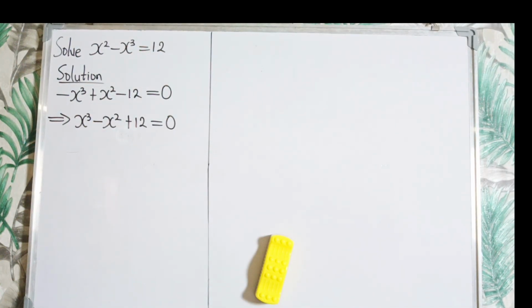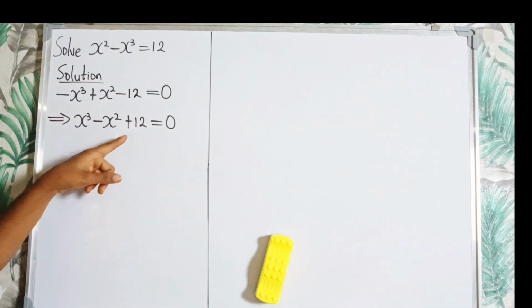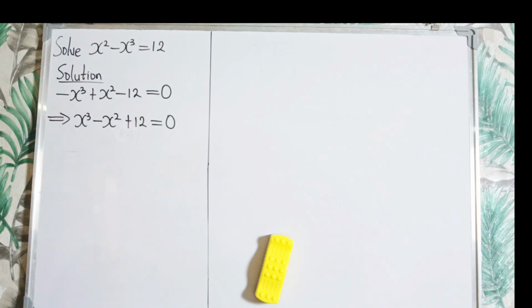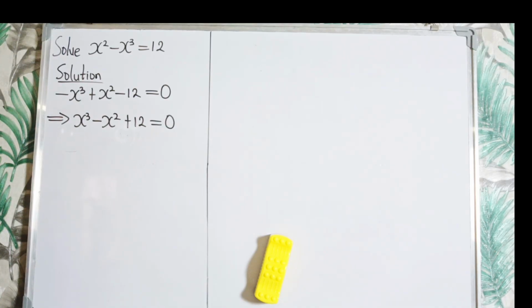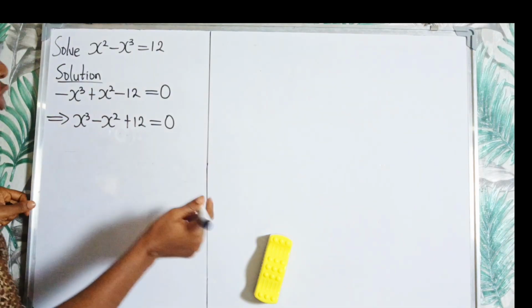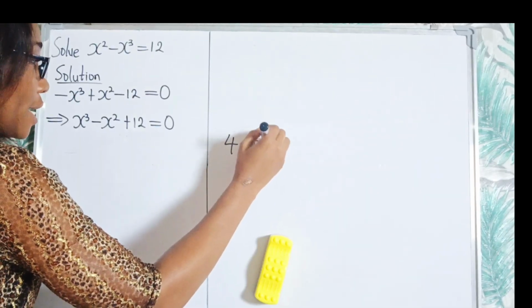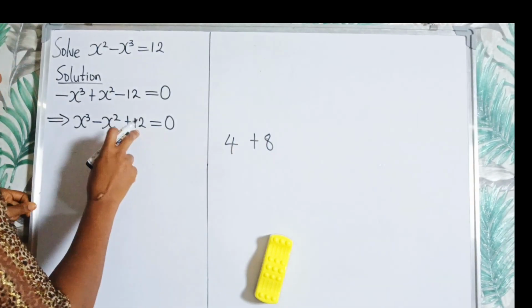For us to be able to factorize, let's look at the last term here, our constant. Now we need to look for two numbers such that the two numbers will sum up to 12, and those numbers will be expressed as a power of 2 and as a power of 3. Let me take that again. We need two numbers. So the two numbers are 4 plus 8. So 4 plus 8 is 12.